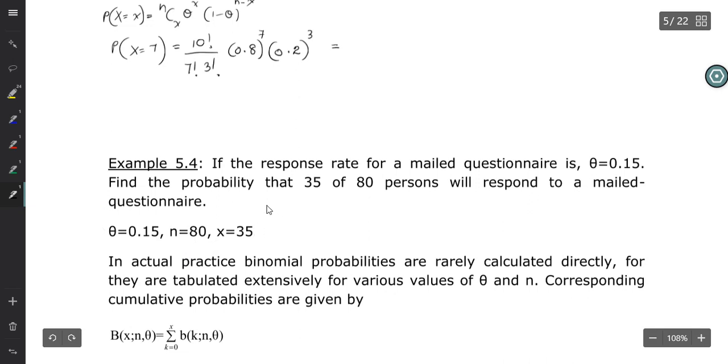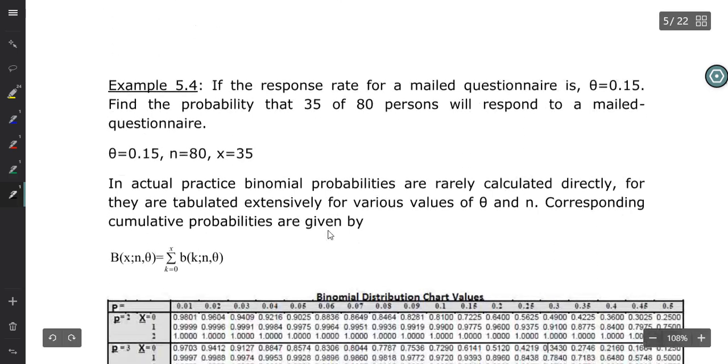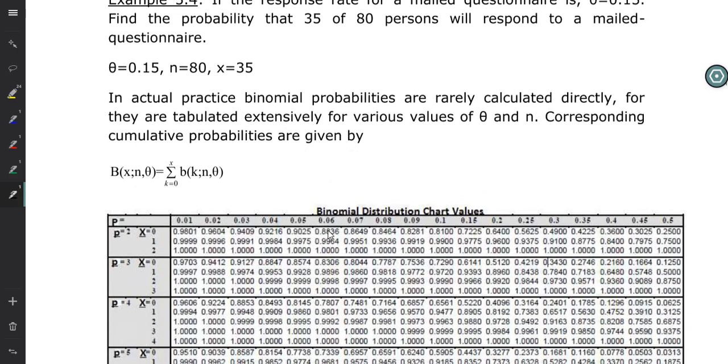What if you have to find the probability that at least 35 of these 80 will respond to a question, or at most 40 out of 80 will respond to a question? Adding this formula 40 times, 41 times, 35 times is not practical at all. So we'll see how to get this type of question done using a binomial distribution table.